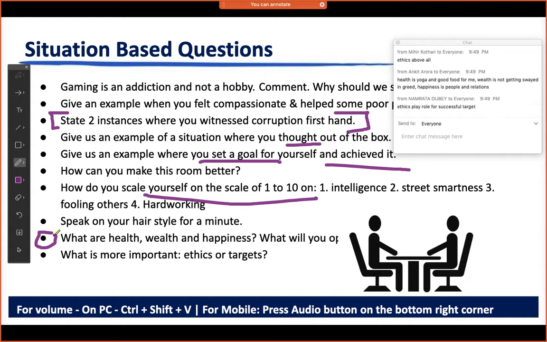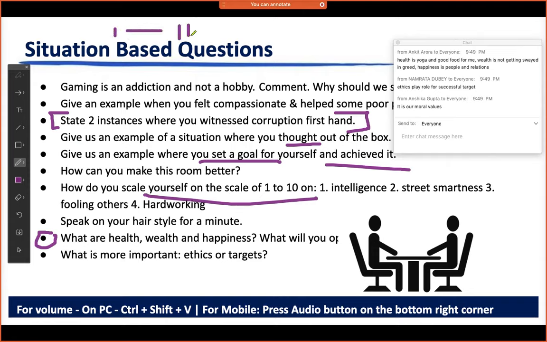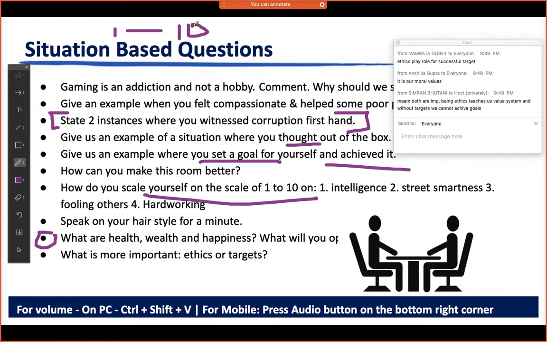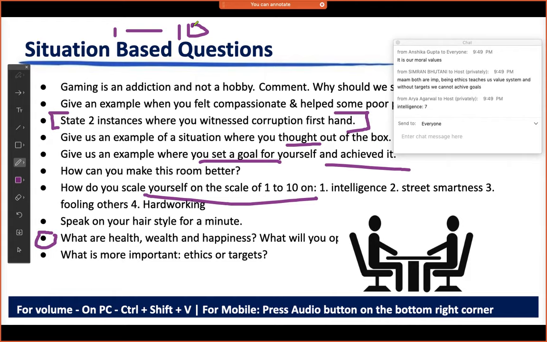Okay, since one of you guys asked me to talk about the scaling aspect again, once again, so very interesting. Okay, so it's like asking you on a scale of 1 to 10, rank yourself on intelligence. So in terms of intelligence, how intelligent are you? 1 being the lowest, 10 being the highest. So you give yourself some rank and then you give a justification. Like for example, I can say, I think I am 7 or an 8.